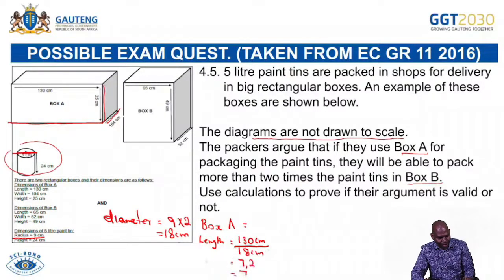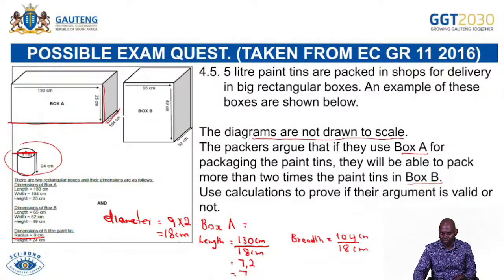Okay. And then for the breadth, it's going to be 104 divided by 18 centimeters. So 104 divided by 18 will give me 5.7. Now remember, if it's 5.7, I round it down, it must be 5.